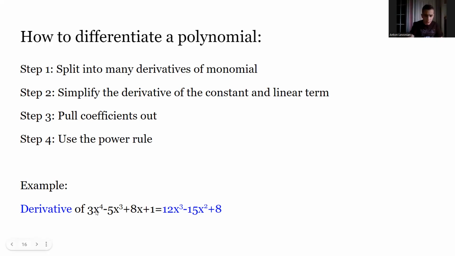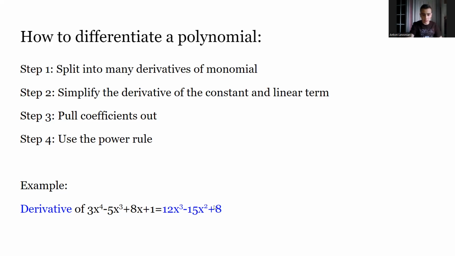First, we think about the derivative of 3x to the 4th. That's the same thing as the derivative of x to the 4th times 3, which is 4x to the 3rd times 3, which is 12x cubed. And then we continue in this manner for all higher degree terms.